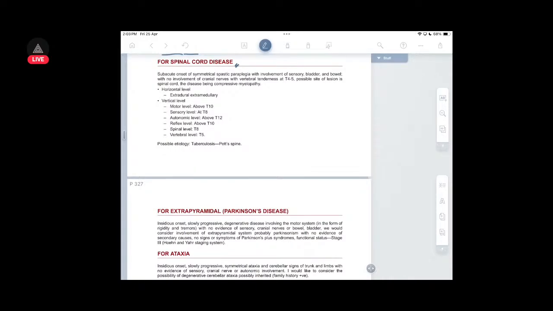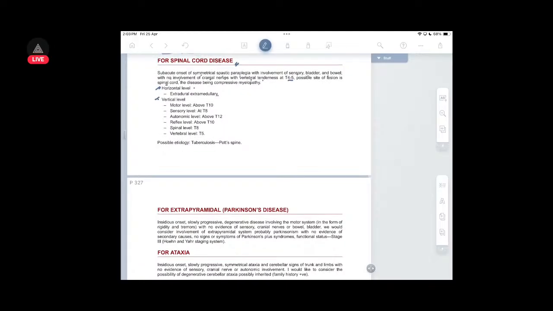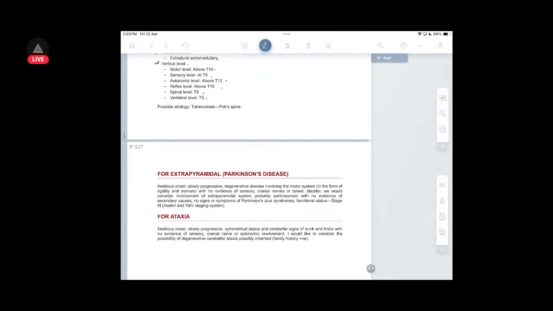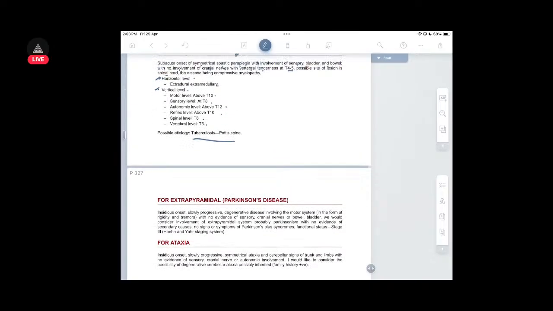Spinal cord diseases: you have symmetrical spastic paraplegia, sensory, bladder or bowel involvement, no involvement of cranial nerves, vertebral tenderness at T4-5, spinal cord. Horizontal level may be there, vertical level also you have to examine. Above T4, T8, all of them can be seen. Probably TB, port scan.